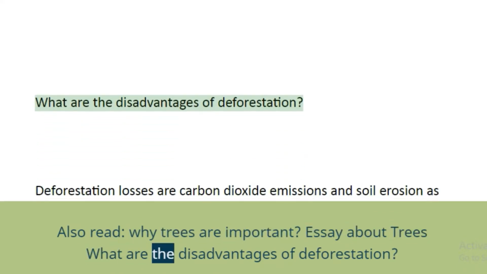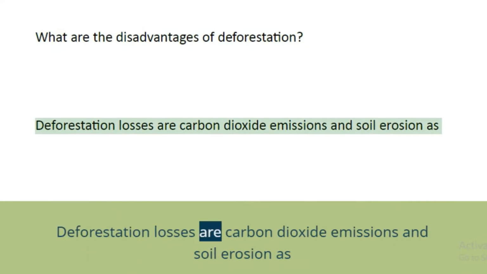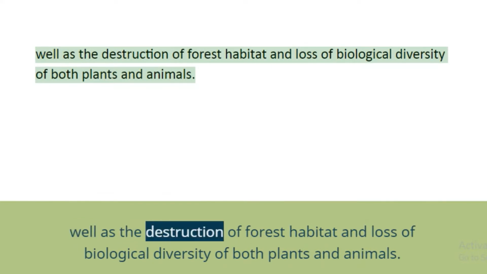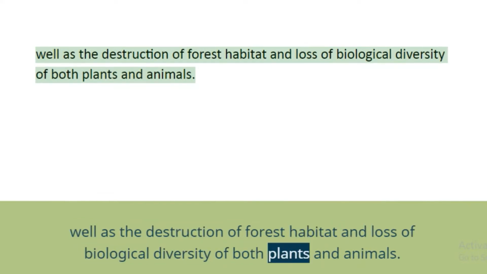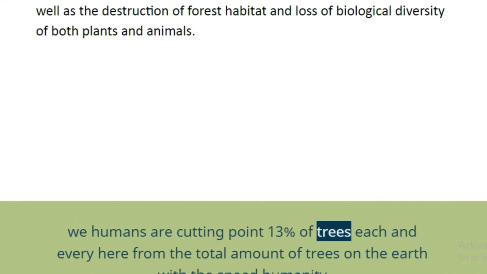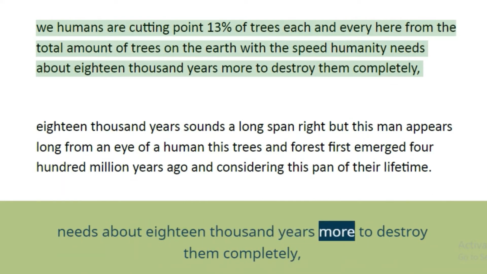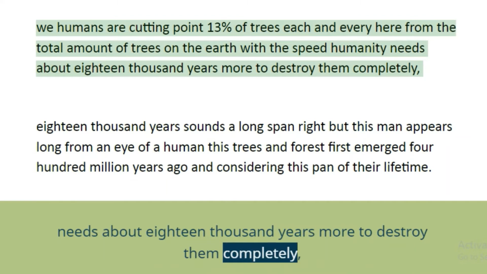Essay about trees. What are the disadvantages of deforestation? Deforestation losses are carbon dioxide emissions and soil erosion as well as the destruction of forest habitat and loss of biological diversity of both plants and animals. We humans are cutting 0.13% of trees each and every year from the total amount of trees on the earth. At this speed humanity needs about 18,000 years more to destroy them completely.